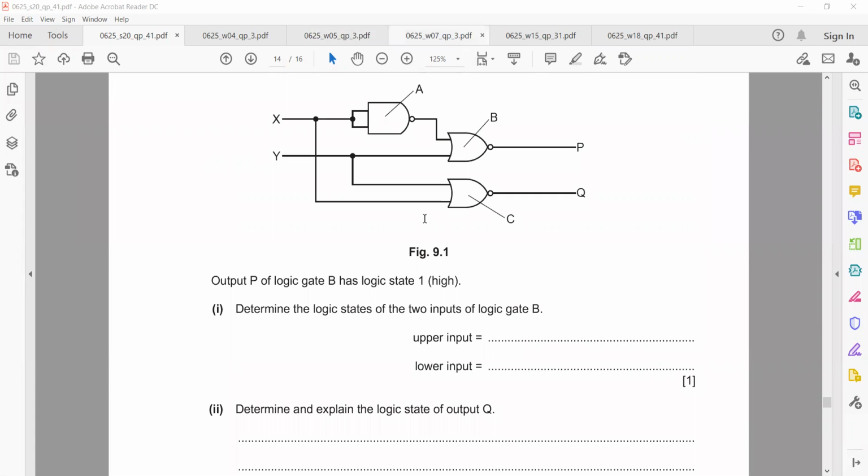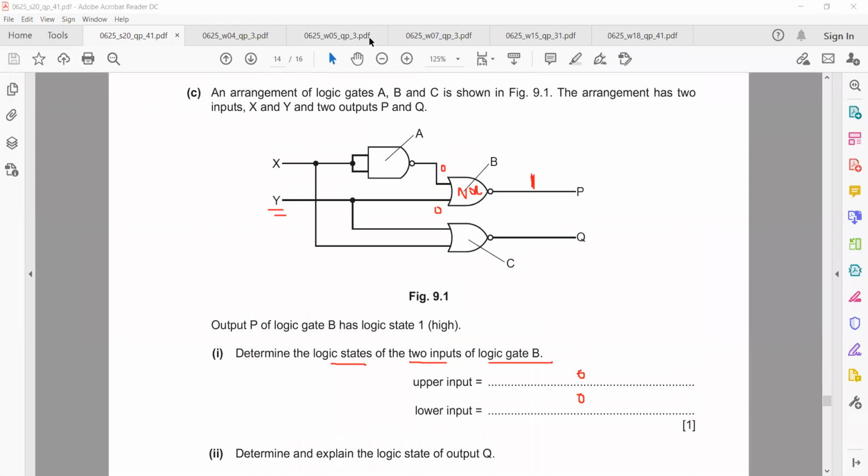So how will you complete it? It's a continuation of the question: the output P of logic gate B is equal to high. So this one is already high, which means this one, Y, is 0. This Y is going to logic gate B as well, and this Y is going to logic gate C as well, which is also a NOR gate. What about X? This is a NAND gate. Both inputs are the same input X.